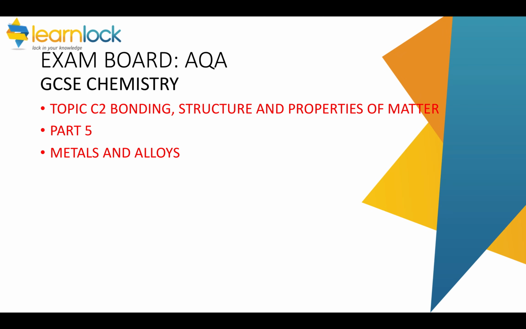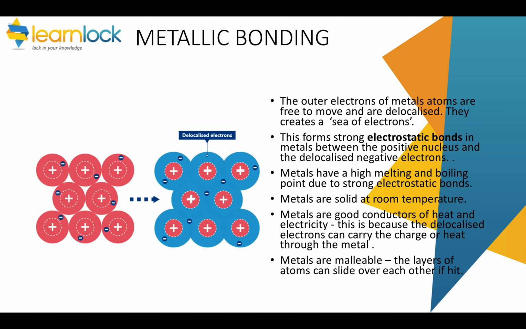Hello and welcome to GCSE Chemistry, topic C2, Bonding, Structure and Properties of Matter. This tutorial will cover part 5, metals and alloys. Starting off with metallic bonding.